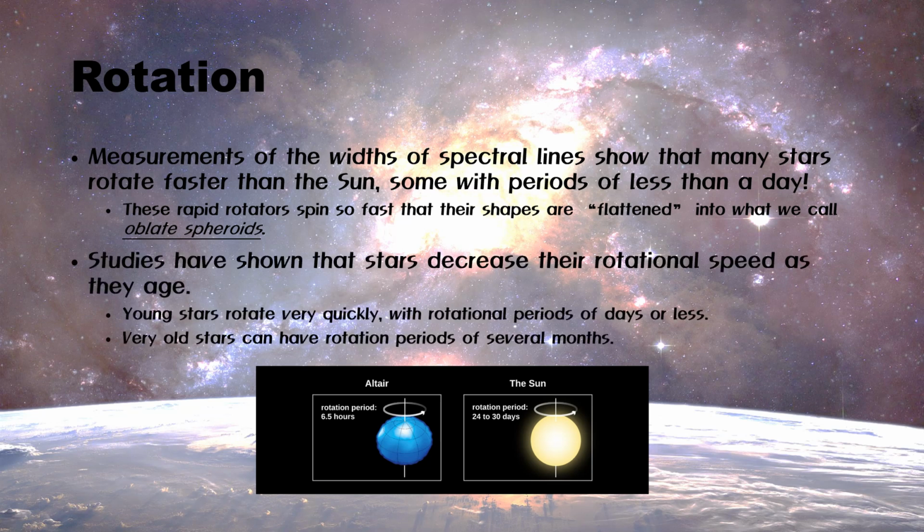Now, studies have shown that stars can actually decrease their rotational speed as they age. Young stars tend to rotate very quickly with rotational periods of days or less, whereas very old stars can have periods of several months. And we can see that here with Altair, which has a rotation period of about 6.5 hours, whereas the sun is about 24 to 30 days.